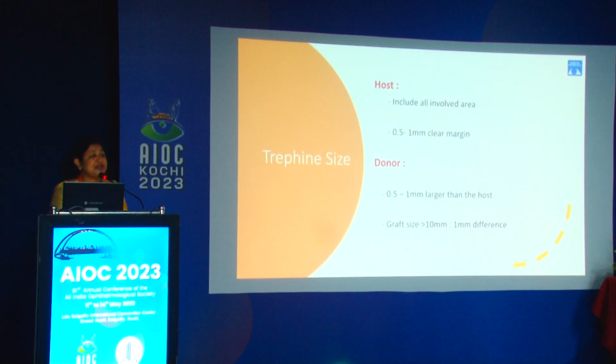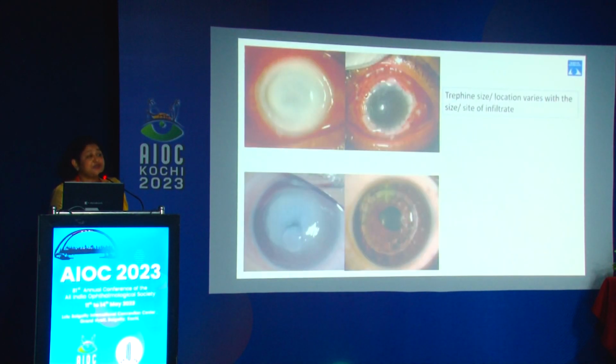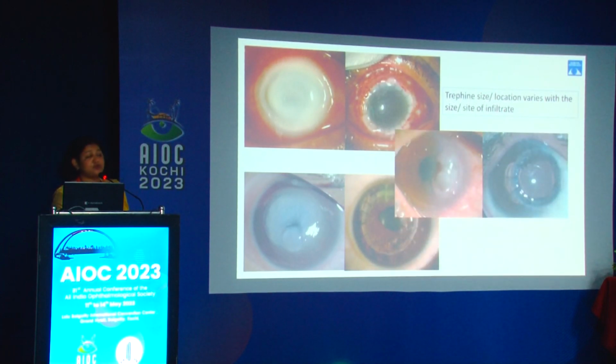Now, as far as the trephine size is concerned, in the host, you need to involve the entire involved area with a 0.5 to 1 millimeter clear margin. As far as the donor is concerned, again, 0.5 to 1 millimeter larger than the host. It will help facilitate better formation of the anterior chamber. And again, for any graft size more than 10, we prefer a difference of 1 millimeter, again for a better anterior chamber formation with a larger graft. So the trephine size and location varies with the size of the infiltrate and the site of the infiltrate. It could be central, it could be peripheral, it could be eccentric, it could be a total.